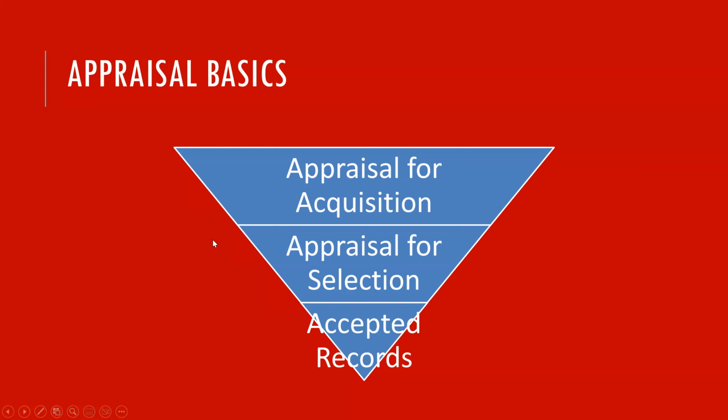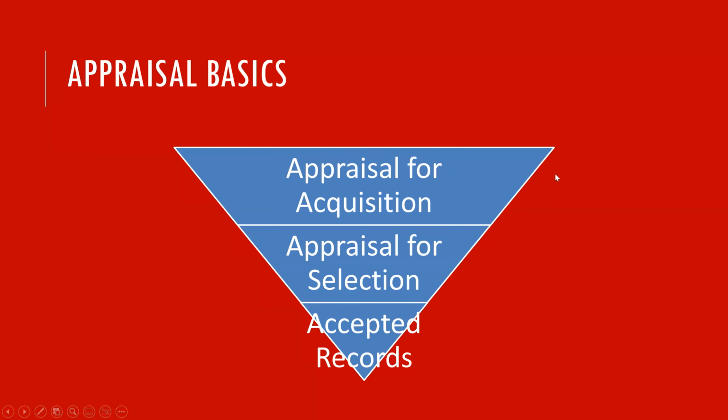Next, we have appraisal for selection, which is where you have this set of records, this collection that you have decided is a good match for your archive's mission, for your institution's mission, and now you're looking at a collection of records and you're saying, okay, which of the massive records from the organization that we've decided during our appraisal for acquisition is a good fit, are we ultimately going to bring into our repository? And so we'll talk about some of the criteria used for appraisal for selection in just a little bit.